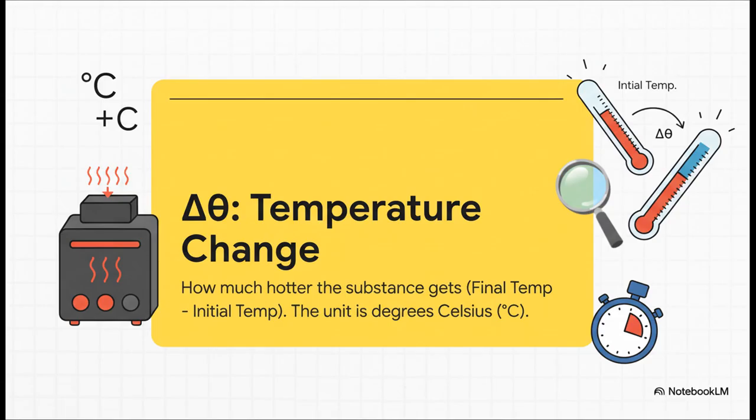We measure the temperature at the start, we heat the block up, we measure the temperature at the end, and the difference is delta theta. So you put energy in to a certain mass of a substance, and you get a temperature change out. That's the story of the equation.